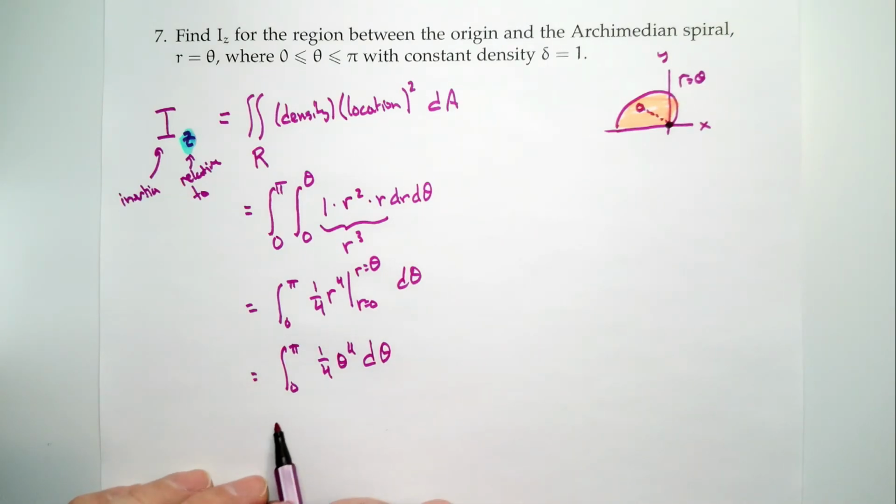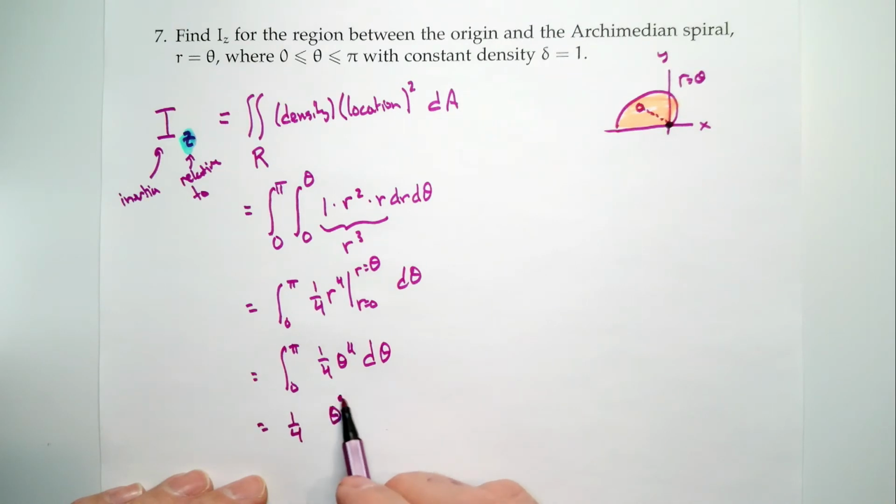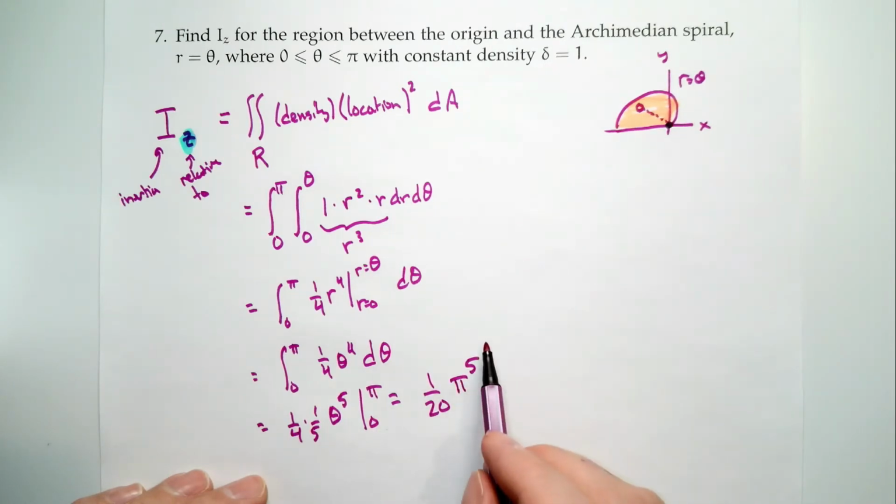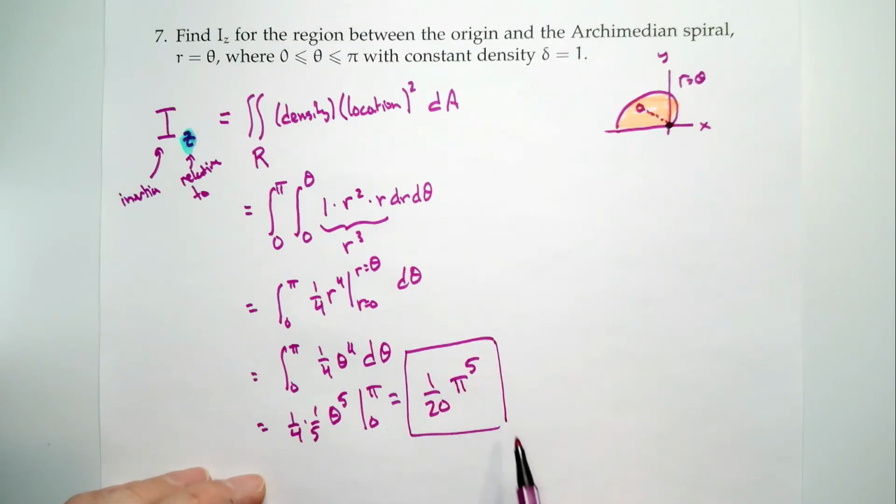Okay, integral of theta to the 4th. We're going to end up with theta to the 5th and divide by 5 in front. Evaluate from 0 to pi. Of course, the 4th times the 5th is 1/20, and pi to the 5th is pi to the 5th, and if you plug in 0, you get 0, and there's our answer.